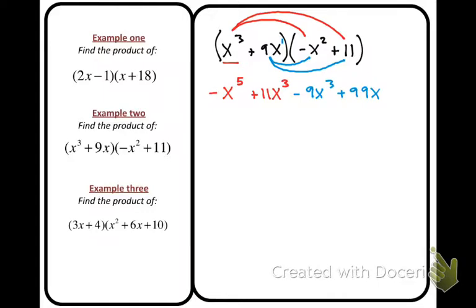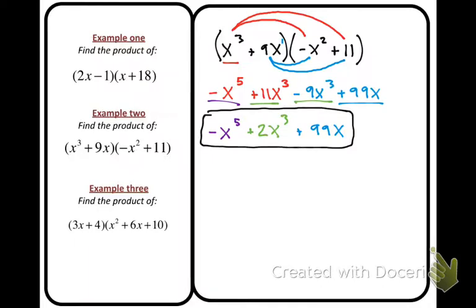Okay, standard form. Highest exponent first. It's that negative x to the 5th power, and there are no like terms for it, so it's negative x to the 5th. And we look at the next highest exponent, it's going to be 3, and we have 2 of those. We have 11x cubed minus 9x cubed, which gives us a positive 2x cubed. And we have our last term here, plus 99x. So that is our answer. We look at it, it's in standard form, and there's no other terms to combine.